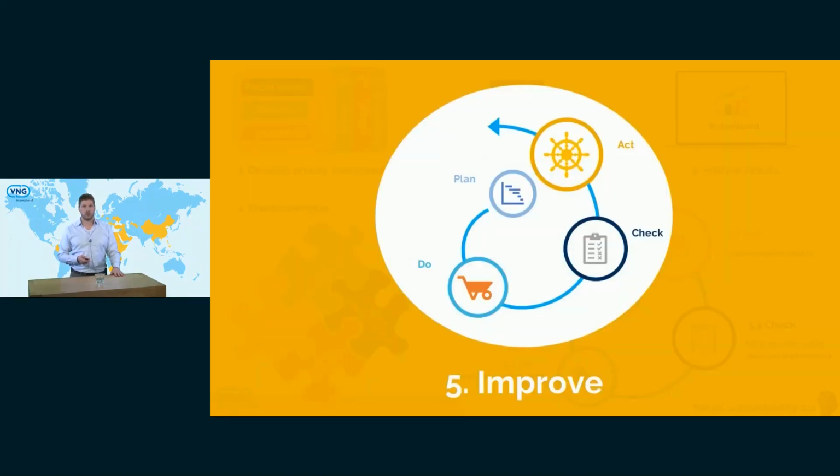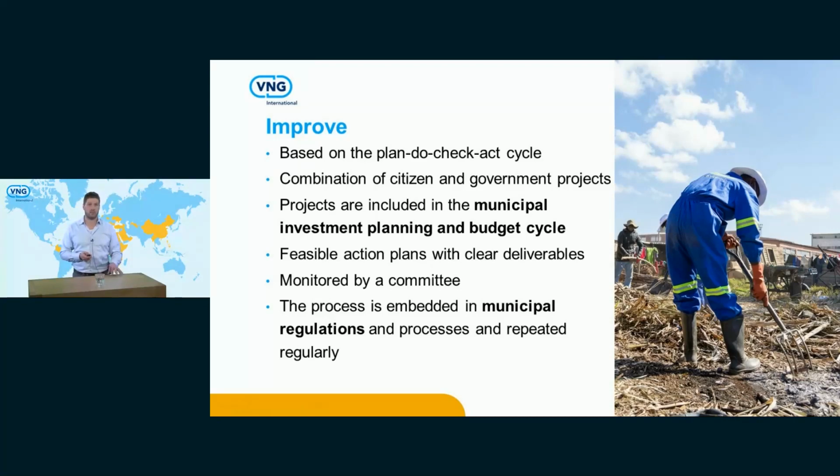Now, to the improve cycle. After the social accountability committee, service providers and local government have established the projects are being executed, and there's an improvement cycle that we work with, the PDCA cycle. Maybe it's known to some, the plan, do, check cycle, to make sure these projects are executed in a proper way.